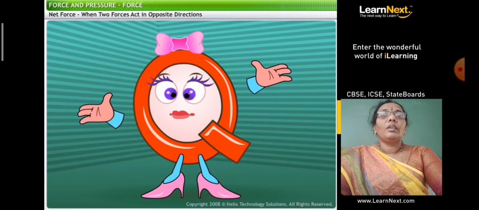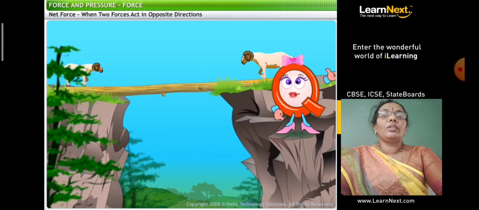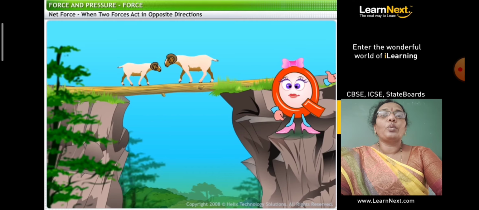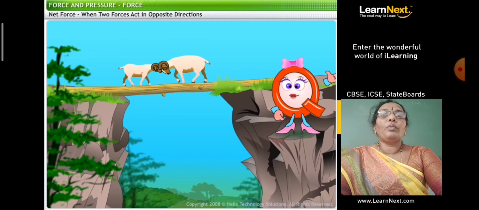So now we will come to know the situation in which the two goats are crossing the bridge there. You can see the two goats are pushing each other in the opposite direction and they are not moving at all.